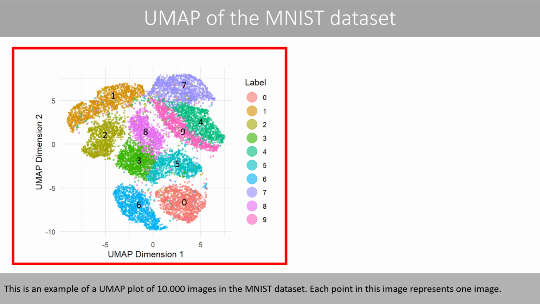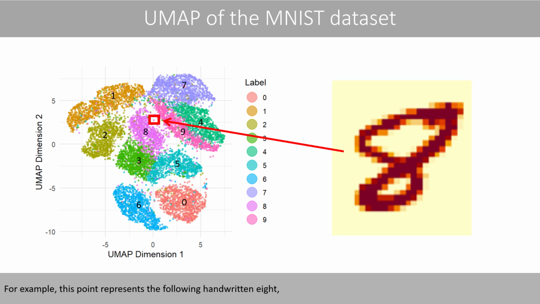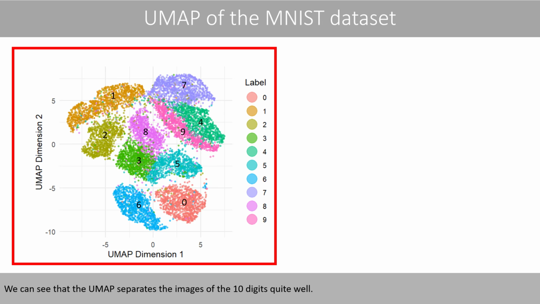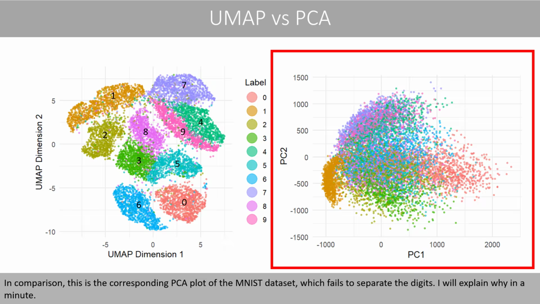Each point in this image represents one image. For example, this point represents the following handwritten 8, whereas this point represents a 4. We can see that the UMAP separates the images of the 10 digits quite well. In comparison, this is the corresponding PCA plot of the MNIST dataset, which fails to separate the digits. I will explain why in a minute.